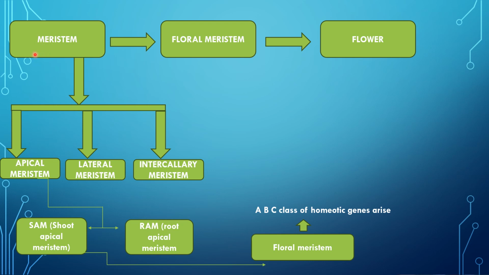So we have seen here the meristem giving rise to the floral meristem, and the product is the flower. The process of meristem giving rise to floral meristem involves the apical meristem giving rise to two types, SAM and RAM, and from the SAM, that is the shoot apical meristem, originates the floral meristem, and the ABC class of homeotic genes gives rise to the flower.